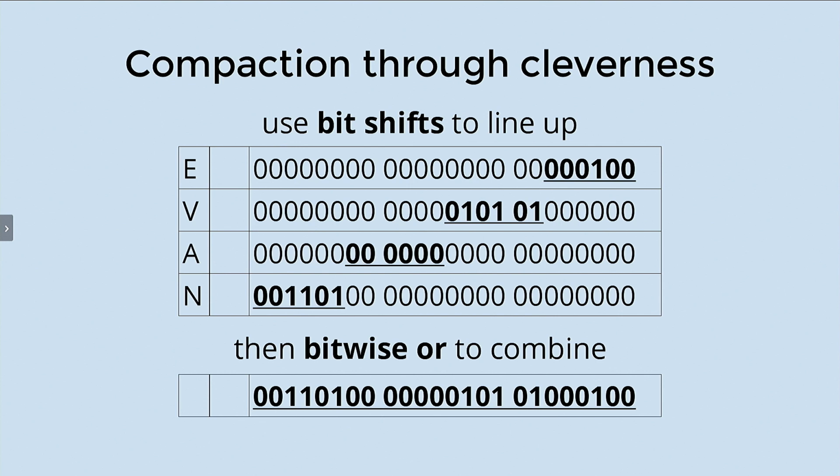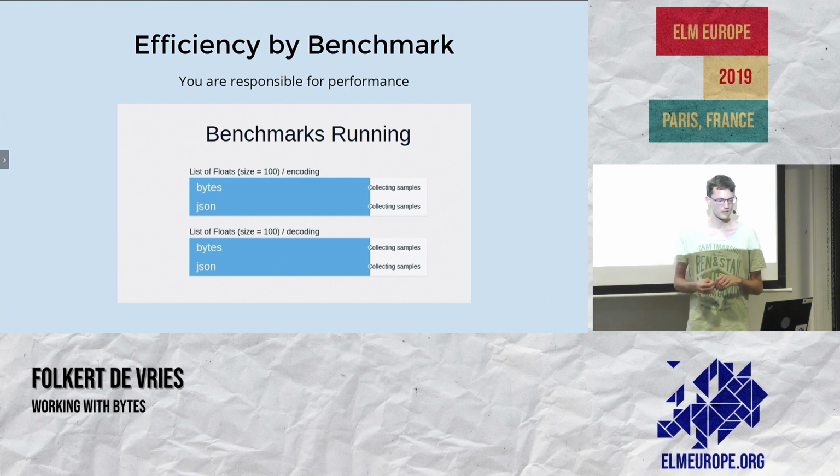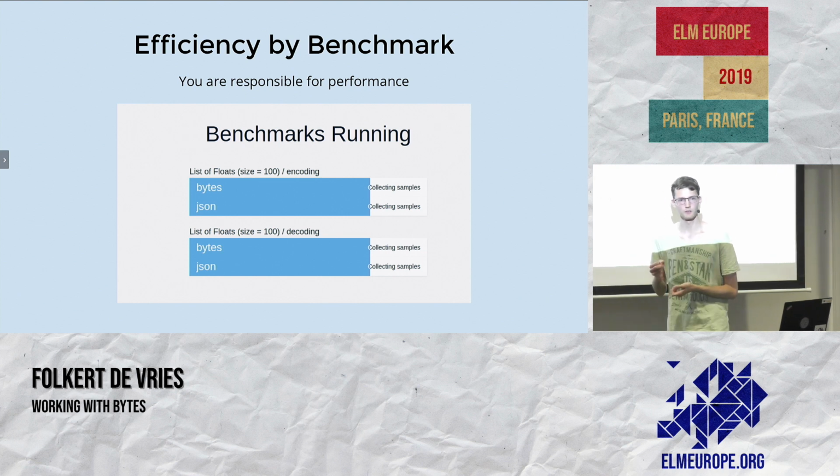Now we have this 24-bit sequence, and we can use shifting to the right and the unsigned int8 encoder to encode the bytes that we have here. So a problem that you run into here is that you're now much more responsible for performance. And it really matters here.